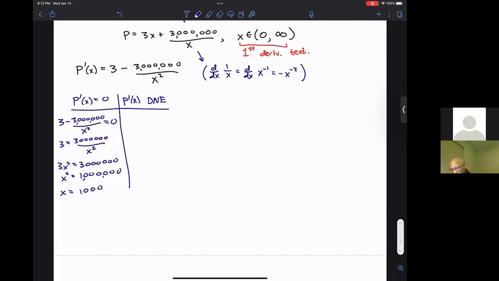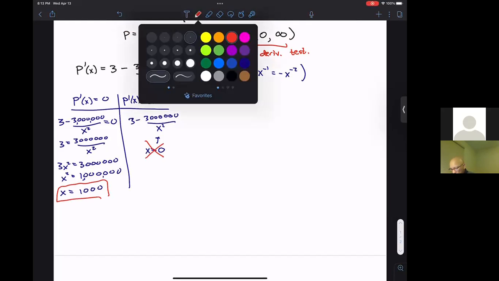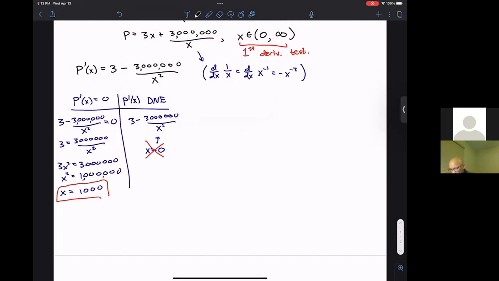And then places where the derivative does not exist. If I write down the equation, I have some issues with x equaling 0, some division by 0 issues. I don't really have to include this, because I know that x equals 0 is not a legitimate number to plug in. I can't plug it into my original function. So I can ignore this, it's irrelevant. I only have one critical number, and that's 1,000. All right, let's see if this is actually the minimum. I should do my number line test to check.